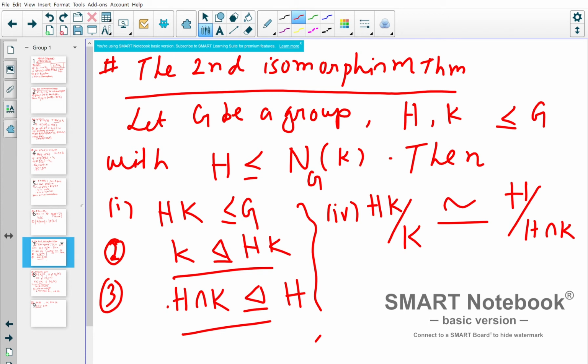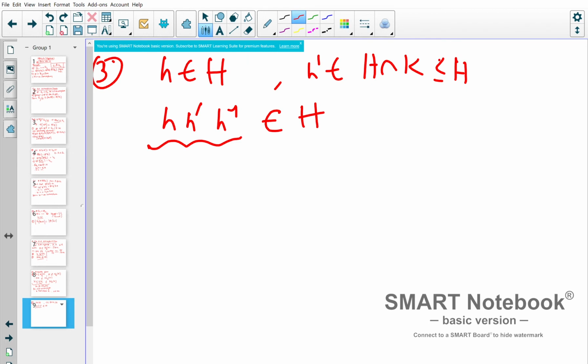So what does that mean? That means those elements which normalize K. So every element of H normalizes K, right? That is the meaning. Because every element of the normalizer of K in G normalizes K. So every element of H normalizes K.